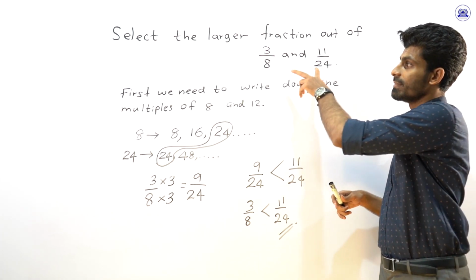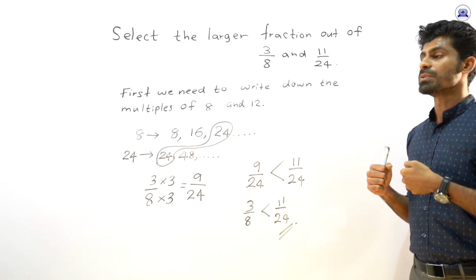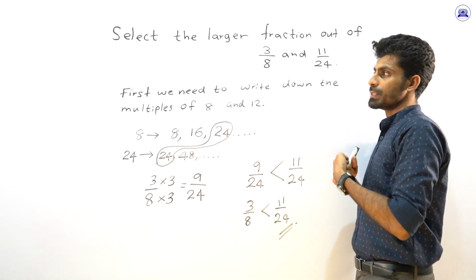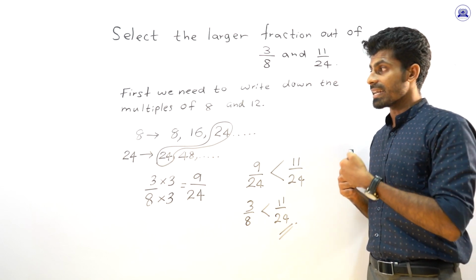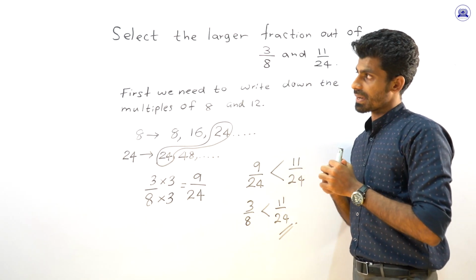So when we have different denominators, let's move to the second example. I will show you many examples, then you can clearly identify these things. Right, Lamai?